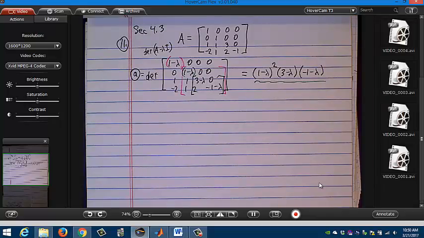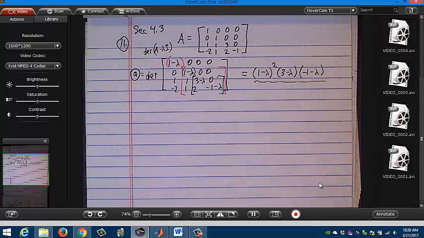So that's part A. I guess I could multiply this out and I'd get some fourth degree polynomial. Actually, if you went along the wrong column, this is a hard problem, right? So that's a nice little property to know.